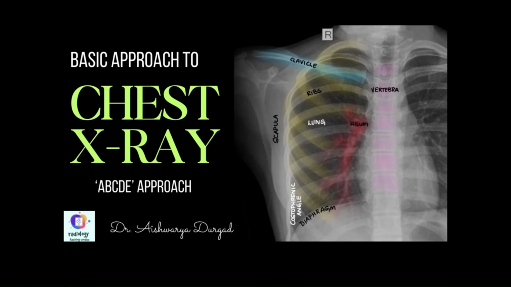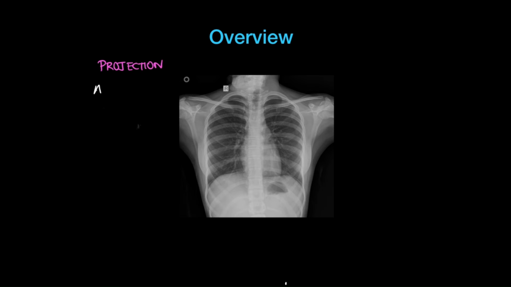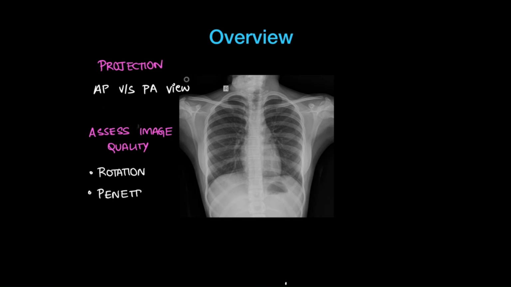In this video, we'll discuss the basic approach to chest X-ray. This is useful for radiology PGs, radiologists and also clinicians. So what we are going to learn in this video is first the projection of the X-ray, how to identify AP versus PA, and then assess the image quality of the X-ray. How to know if the patient is rotated, how to know the penetration of the X-ray is appropriate and whether it's a good inspiratory film or not.